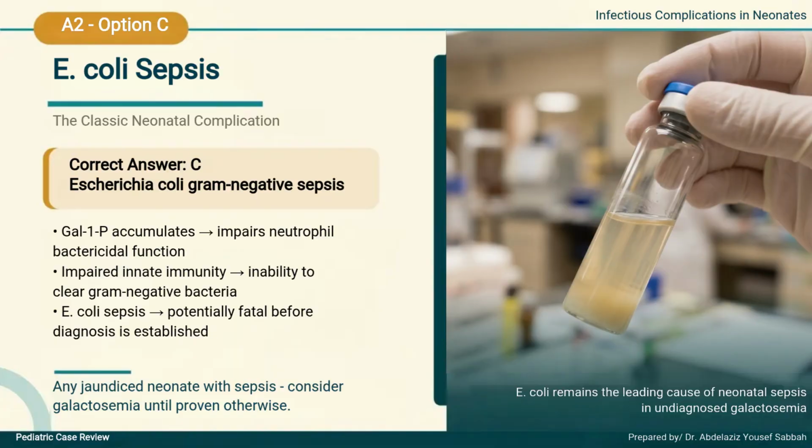In untreated galactosemia, accumulated galactose-1-phosphate impairs neutrophil bactericidal function. This defect in innate immunity leaves the neonate unable to clear gram-negative bacteria effectively. The result is overwhelming Escherichia coli sepsis, which can be fatal before the underlying diagnosis is even established. This is a critical teaching point. Any jaundiced neonate presenting with Escherichia coli sepsis should be considered to have galactosemia until proven otherwise, and empiric broad-spectrum antibiotics must be started without delay.